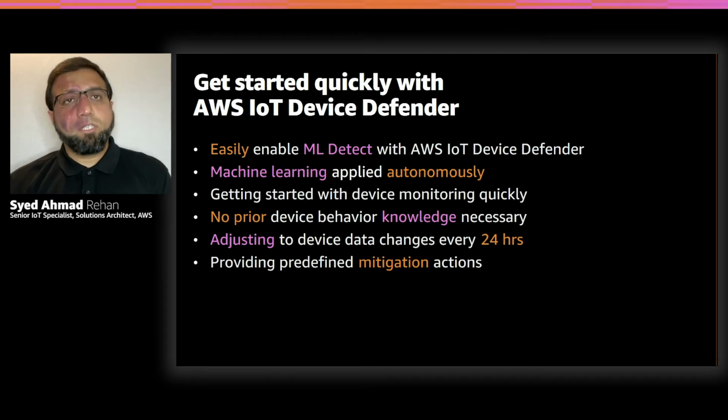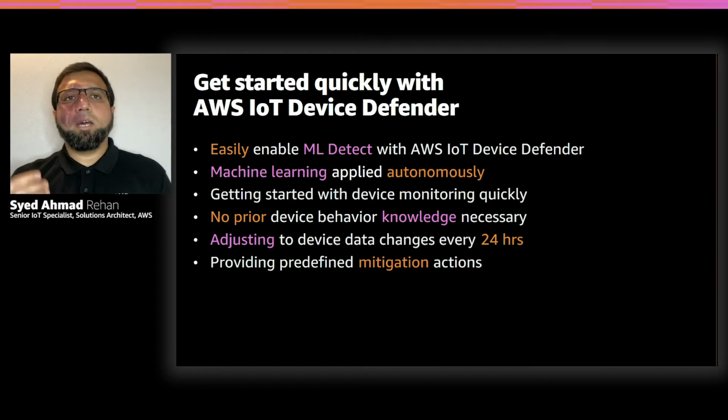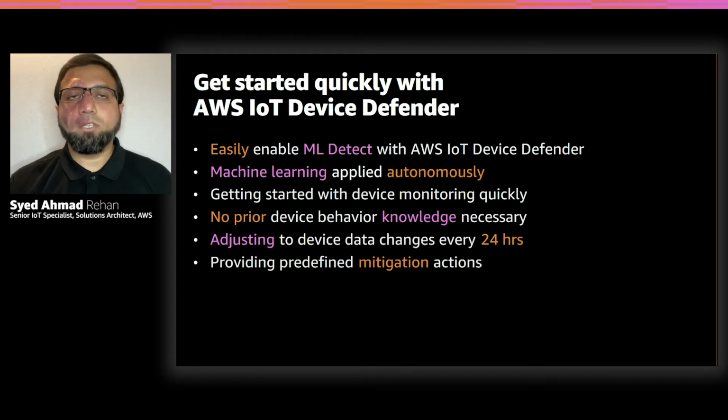Effectively, you don't need any prior behavioral knowledge of the device. The machine learning algorithm applies autonomously once you have enabled the ML security profile on your things, and the data is adjusted every 24 hours based on your device behavior.